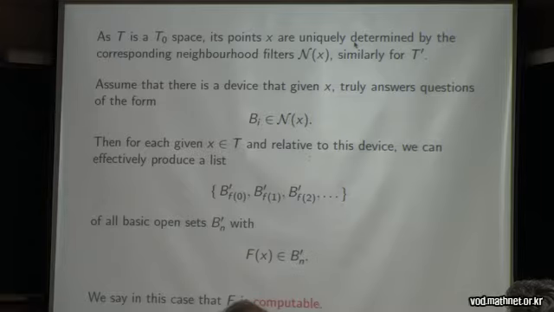So if we have this, and we have this effectively continuous function, then given X, and given this device, we can effectively produce a list, say B dash F0, B dash F1, and so on, of all basic open sets, such that f of X is contained in a basic open set, B dash N, in this list. How can we do this?